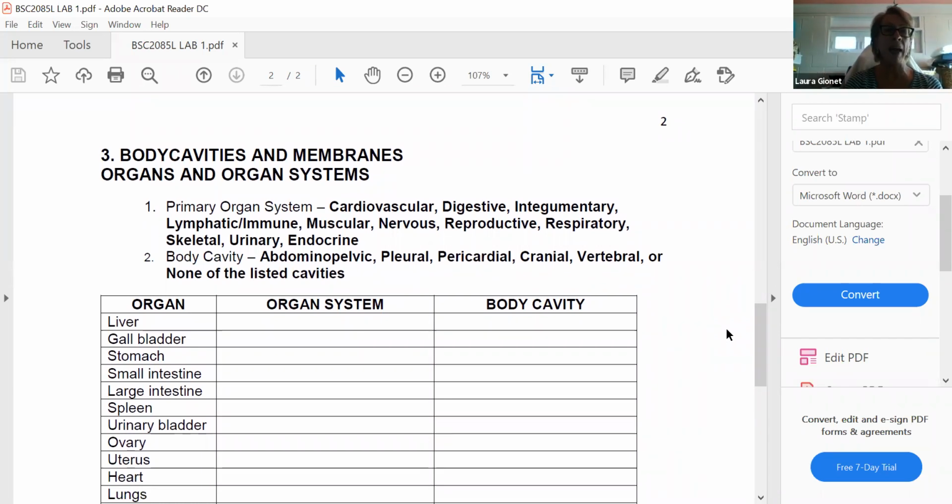All right, then we go to body cavities and membranes, organs and organ systems. So we are going to look at different organs, which in the lab are scattered around the room. So I suggest doing a little video of everything around the room. And we had little bins in front of each group of 2 students that had some organs. Not every organ you had to know because we don't have enough.